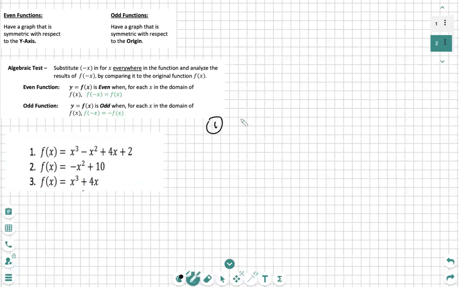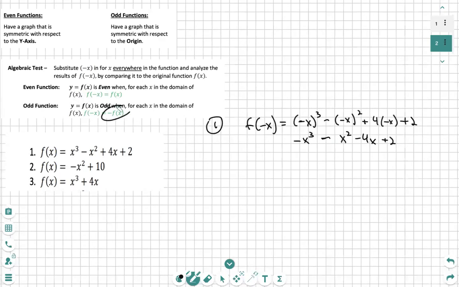Number one. The first thing I'm going to do is replace my x with a negative x, and we are going to put all of those negative x's in parentheses. Next, we are going to clean it up. Cubed stays negative on the outside. Squared does not change signs. This becomes negative on the outside plus 2.